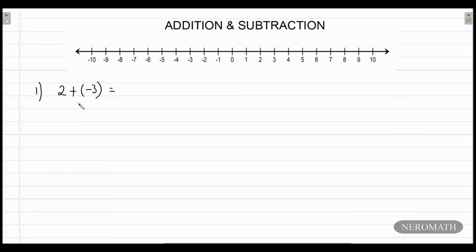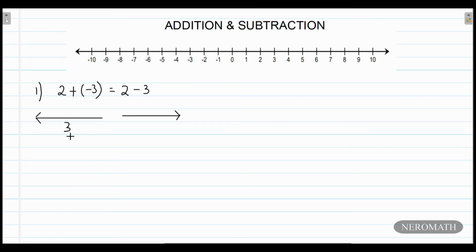So in a question like this, where we have these two signs next to each other, we have positive 2 plus negative 3. This positive sign doesn't change the direction of this negative 3. So what we end up with is 2 take away 3. And if we remember, we'll have positive 2 going to the right, and we'll have negative 3 going to the left.